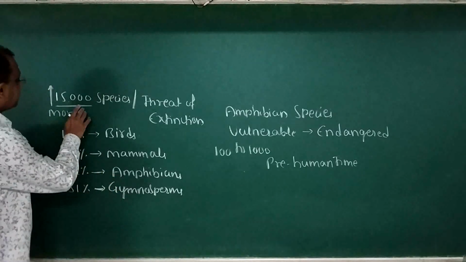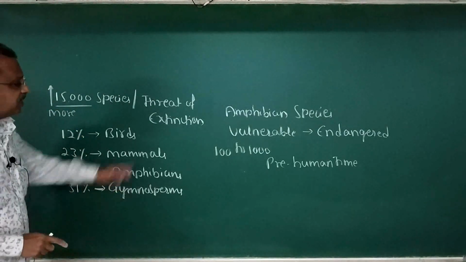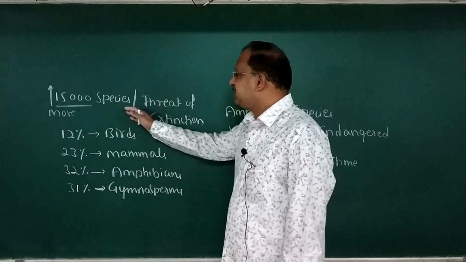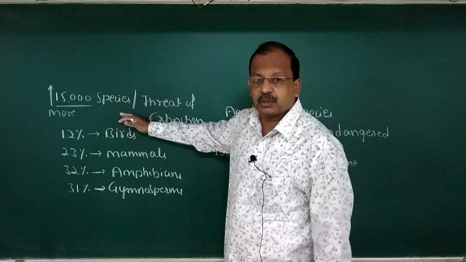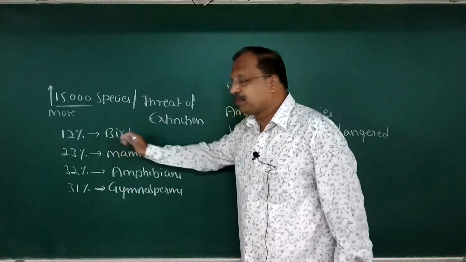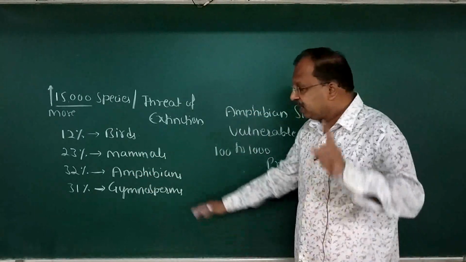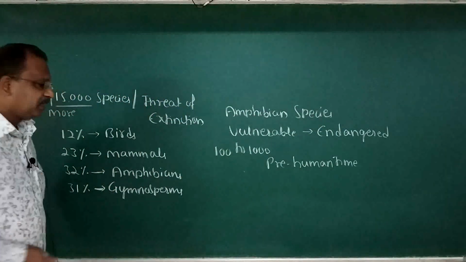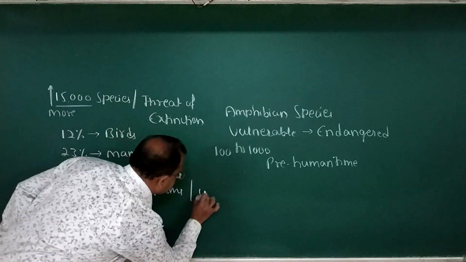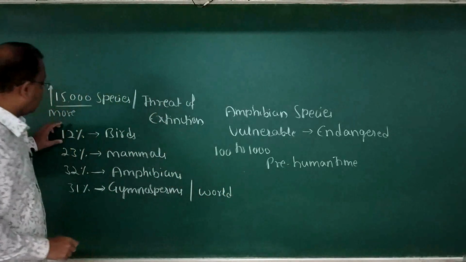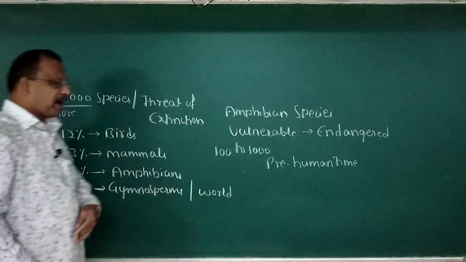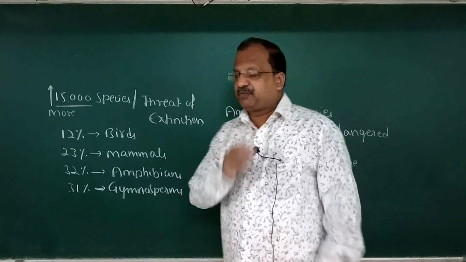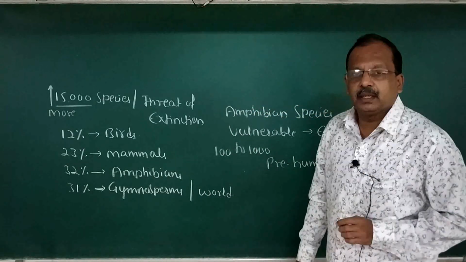Recent reports indicate that more than 15,000 species worldwide are facing the threat of extinction. 12% of the birds, 23% of the mammals, 32% of the amphibians and 31% of the gymnosperms are facing the threat of extinction worldwide.